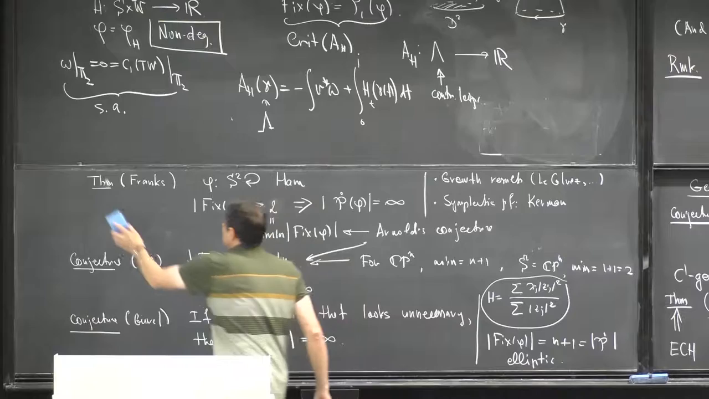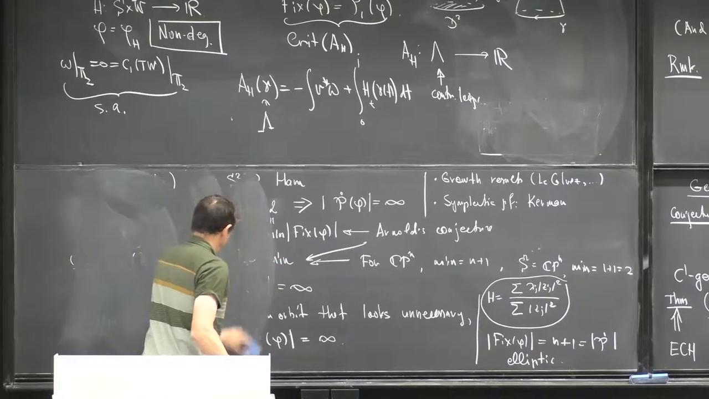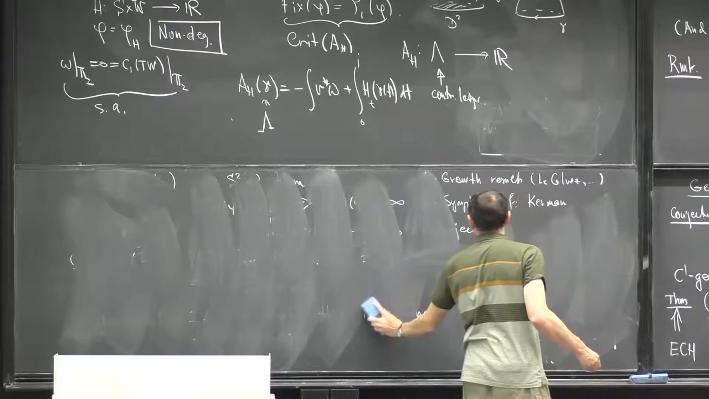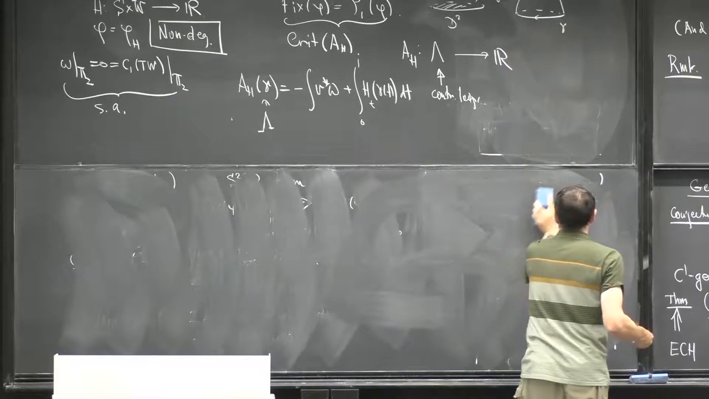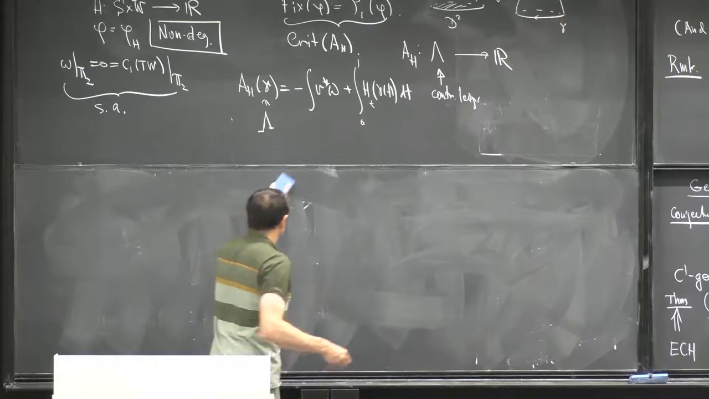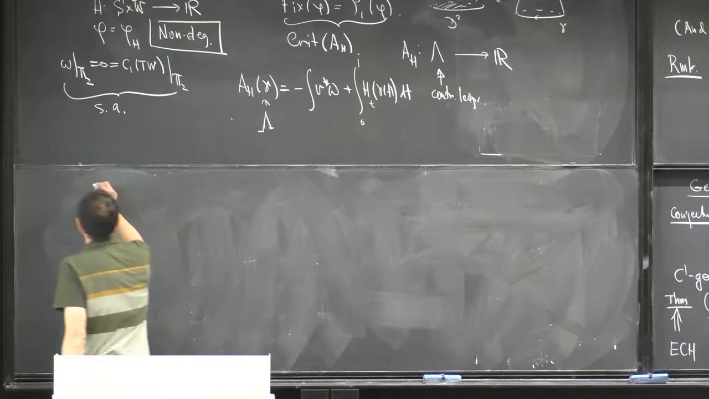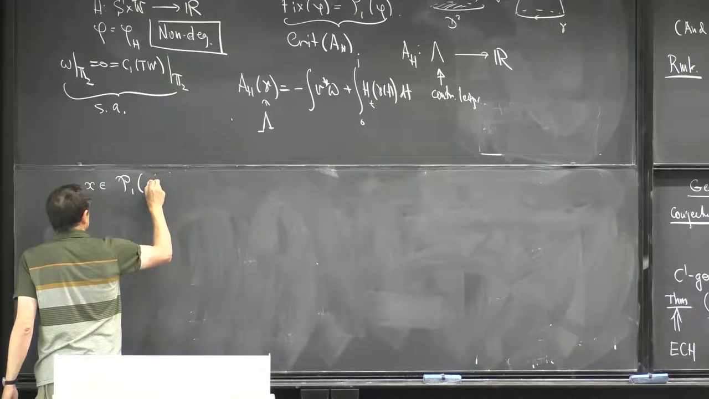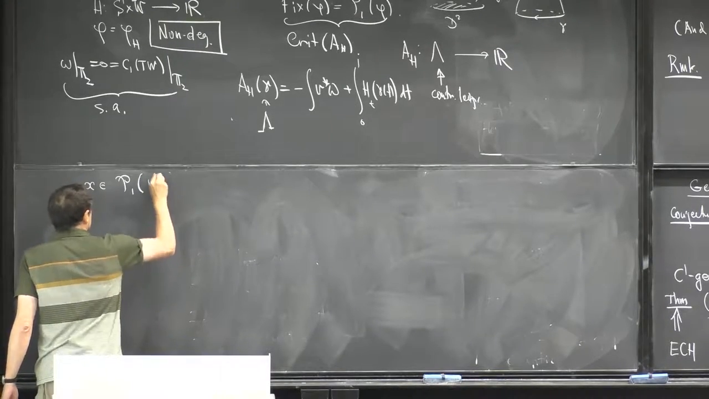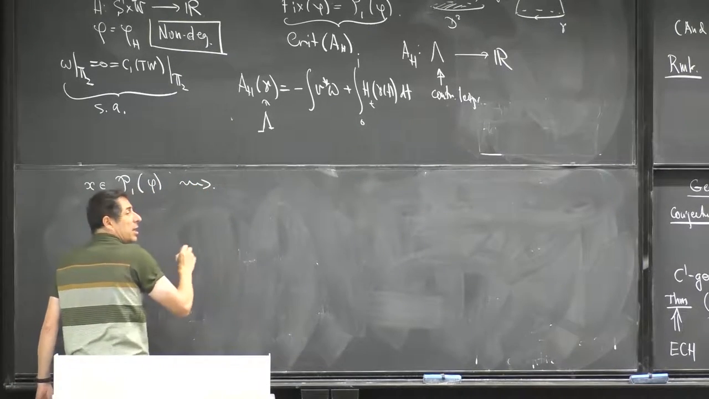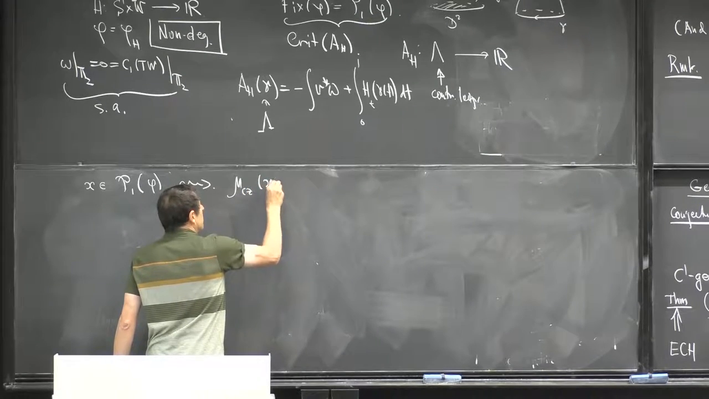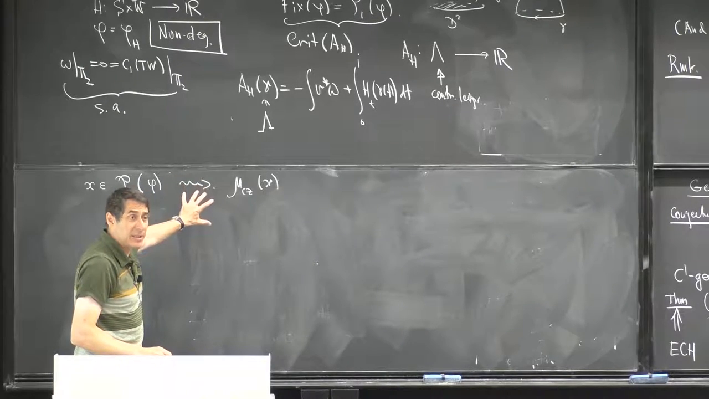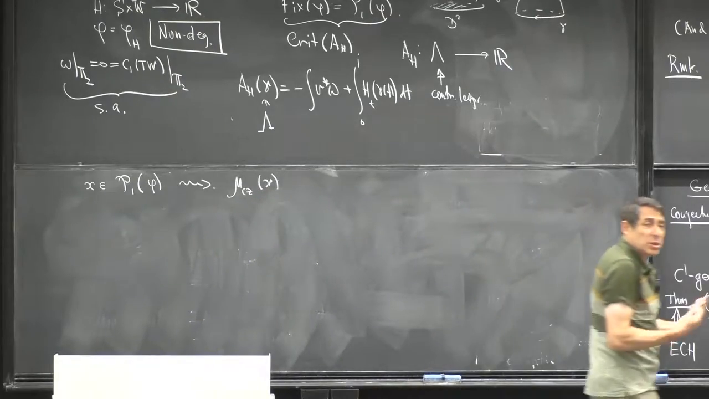All right, then. Whenever x is a non-degenerate one-periodic orbit, one can associate to it an integer called the Conley-Zehnder index of x. I'm going to spend some time defining it because it comes from quite non-trivial linear algebra.